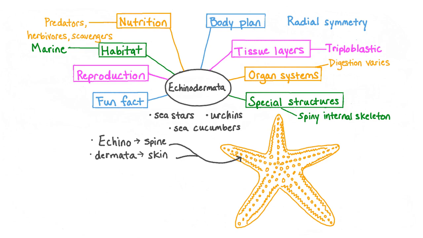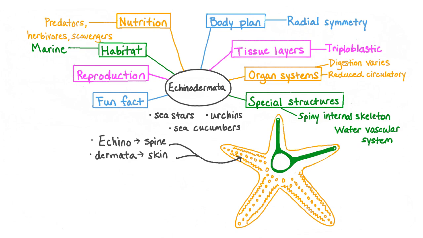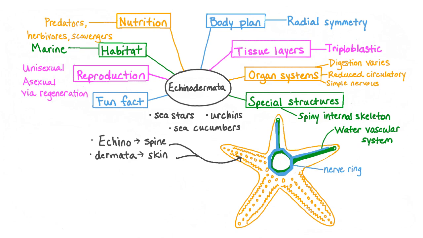Echinoderms have unsegmented bodies, and the adult forms exhibit radial symmetry. They have a reduced circulatory system, but instead have a unique network of tubes and openings called the water vascular system. Moving fluid through these tubes helps echinoderms with gas exchange, feeding, and movement. They have a simple radial nervous system with no centralized brain or ganglia. Echinoderms are unisexual and primarily undergo sexual reproduction. However, many species can also reproduce asexually through regeneration.